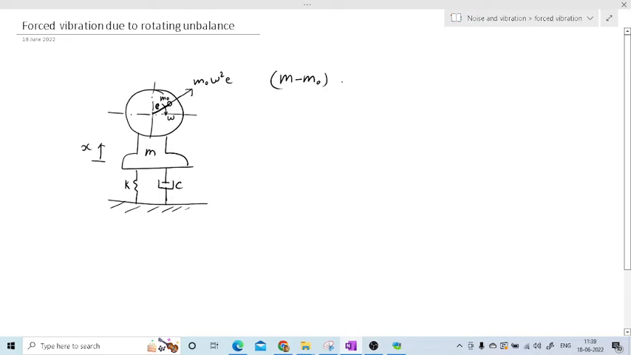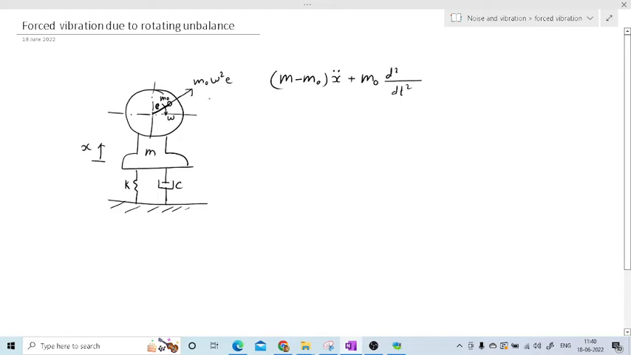Then the formula is m x double dot, so m d2x by dt square, for this system. Now, plus, in the initial stage I have removed this m0. Now consider this m0. So for m0 how can we write? m0 d2x by dt square. Here we can see we have taken the double differentiation of displacement. The displacement of this mass is x. So how can we write the displacement of m0?